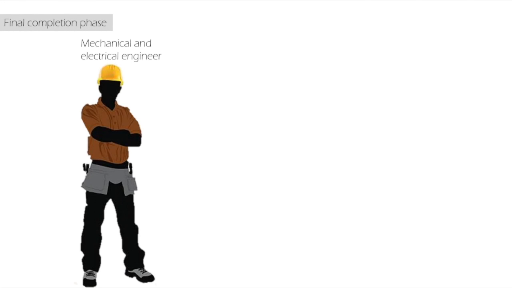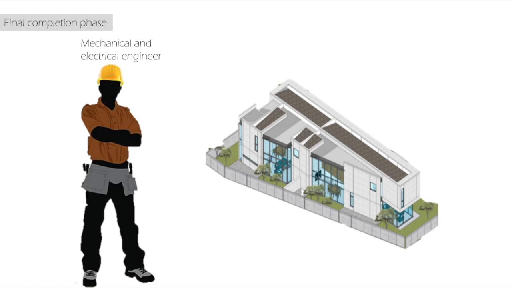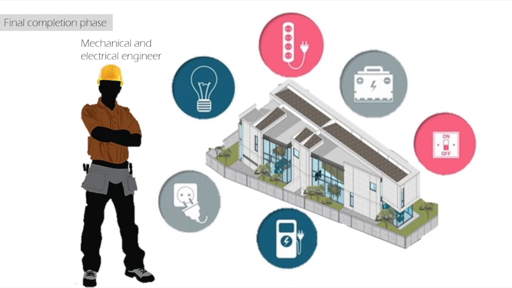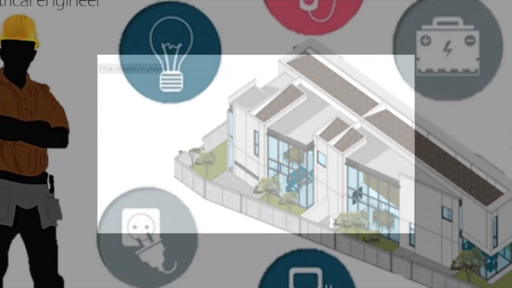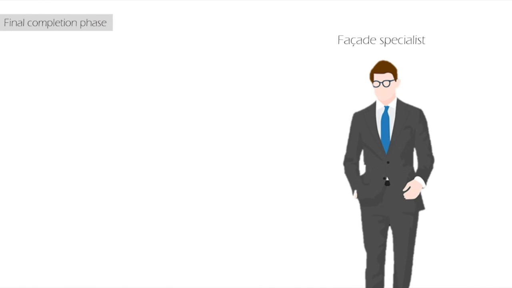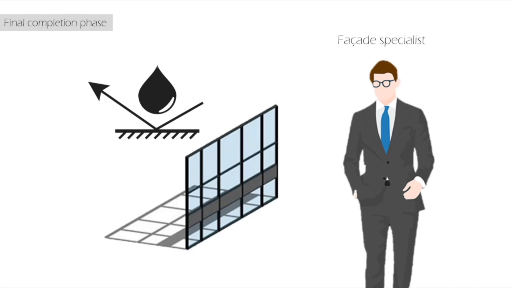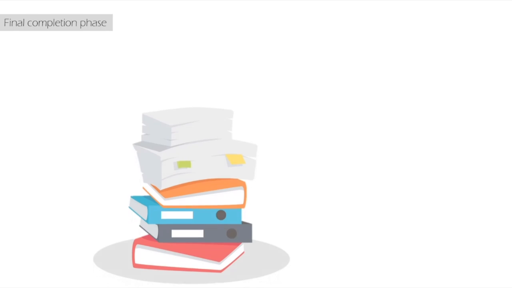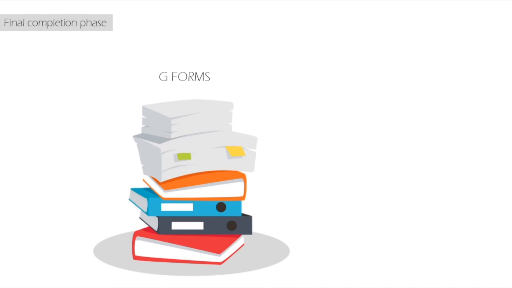In the meantime, the mechanical and electrical engineer will carry out final testing on the electrical and mechanical systems in the building, such as lighting, ventilation, and water, to make sure all systems are safe and functioning. The facade specialist will then test the watertight system of the curtain wall facade. After all the testing is carried out, the architect will get all the parties to sign the G forms, which is G1 until G21, to certify that the building is safe.